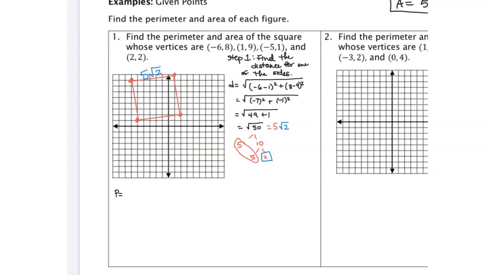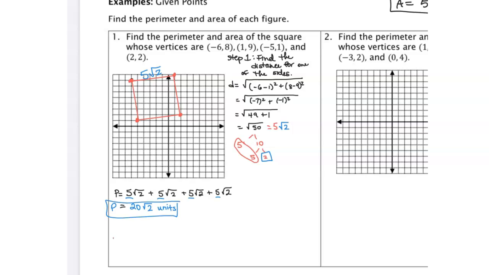So finding the perimeter, we're going to add 5 times the square root of 2 plus 5 times the square root of 2 plus 5 times the square root of 2 plus 5 times the square root of 2. This will add up each of the coefficients, 5, 5, 5, and 5. And this will give us 20 times the square root of 2 as our perimeter, and that's in units.